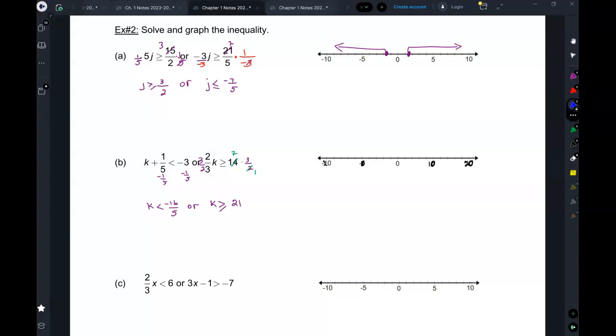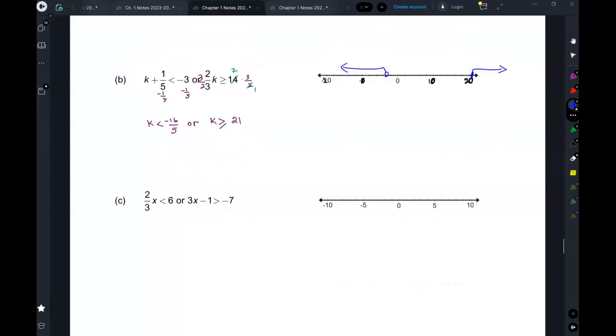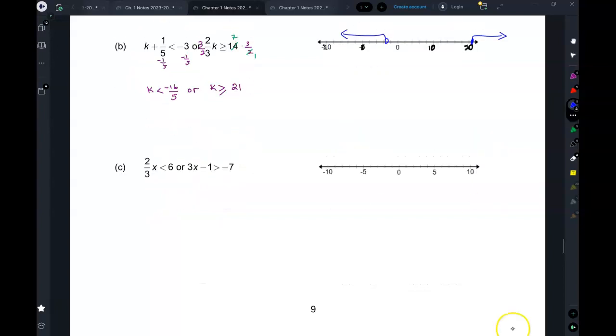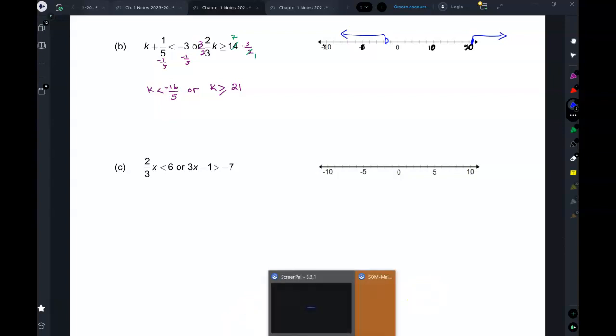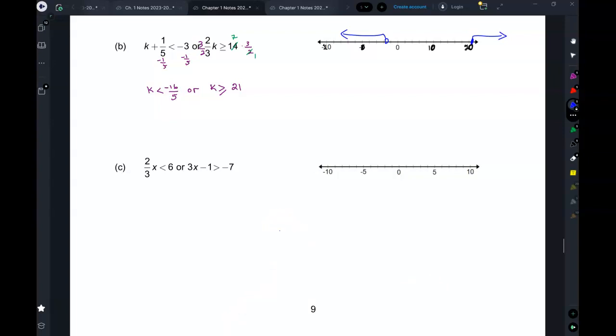So 21 is here. And it goes this way. And then negative 16 over 5 is how much? It's 3 and 1/5, right. So negative 3 and 1/5 here. Open that way. Okay. It's not exactly precise. Yeah, I mean, you're going to eyeball it, right? So the thing is, it has to be between the right numbers, okay?